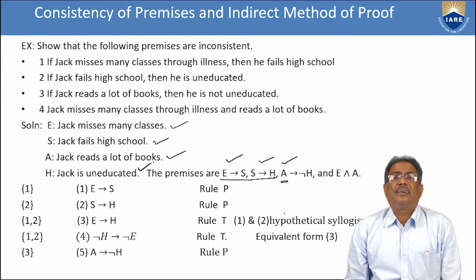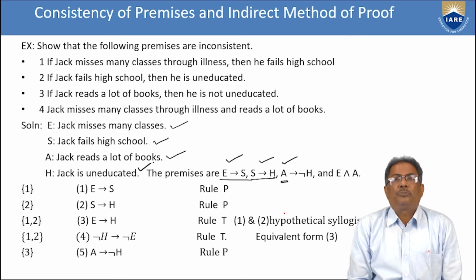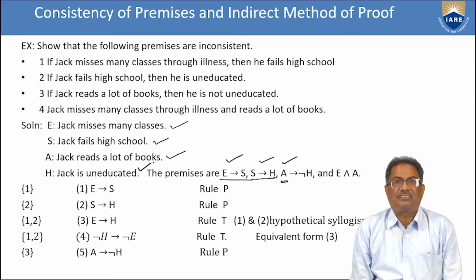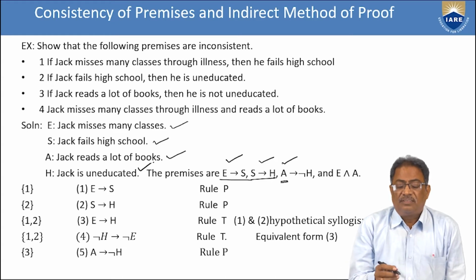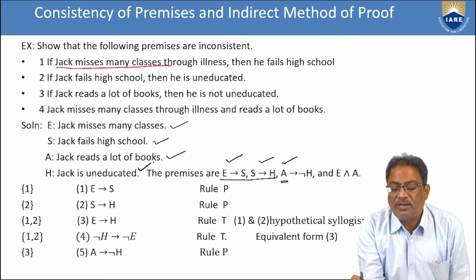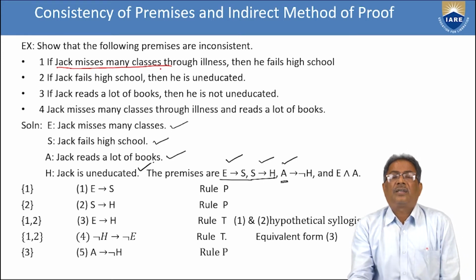Now, let us take an example. Here, we are going to show that the following premises are inconsistent. There are four premises given, and we have to prove these four statements are inconsistent. Observe this. These are formed by using four different atomic sentences.